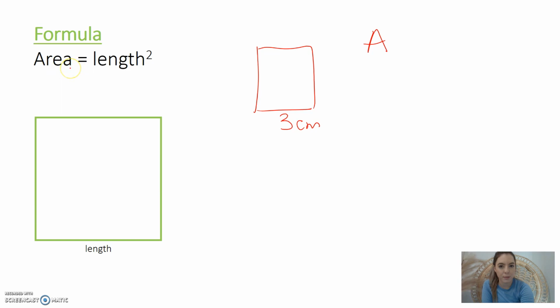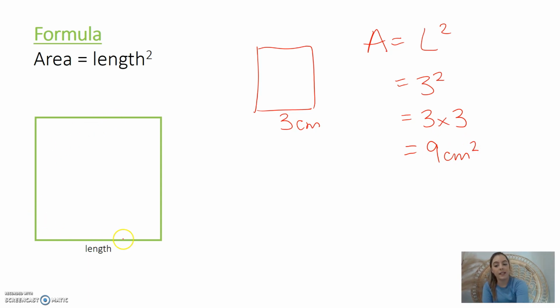I'm not going to write area, I'm just going to put A equals length squared. This is my length, so it's going to be 3 squared. We have done index notation and squares before, it doesn't mean 3 times 2, it means 3 times 3, because it is whatever that number is times by itself. So 3 times 3 is 9 centimetres squared.